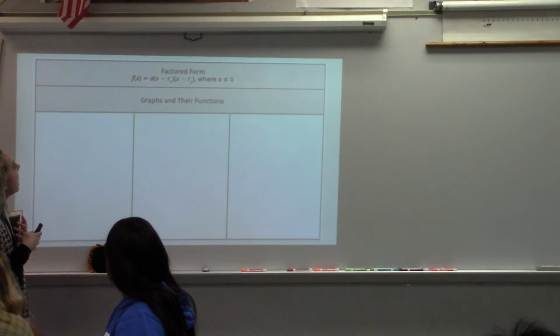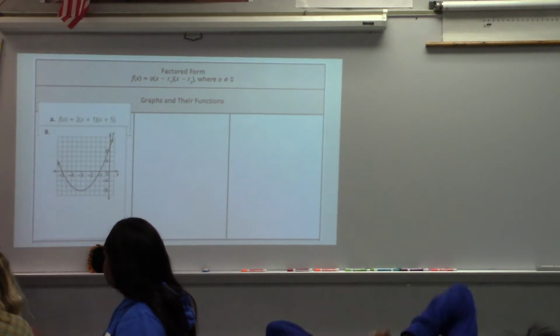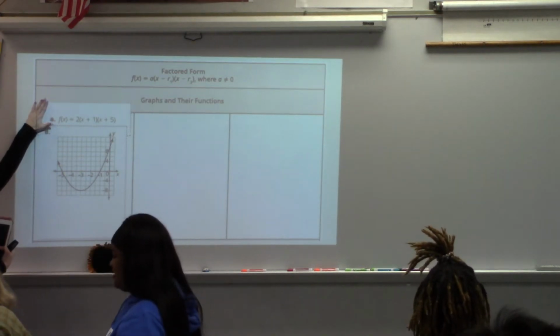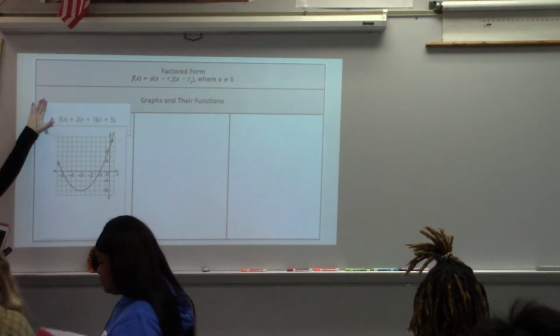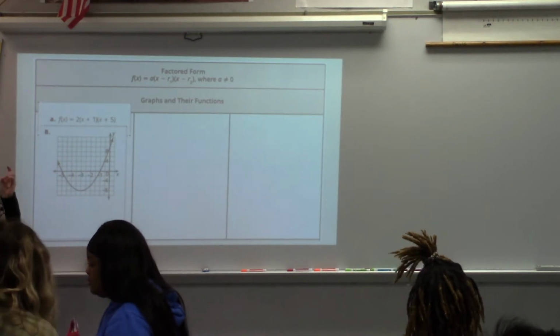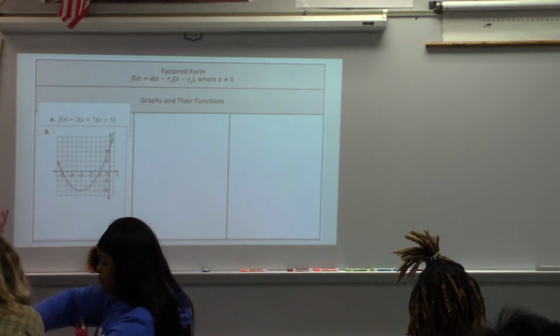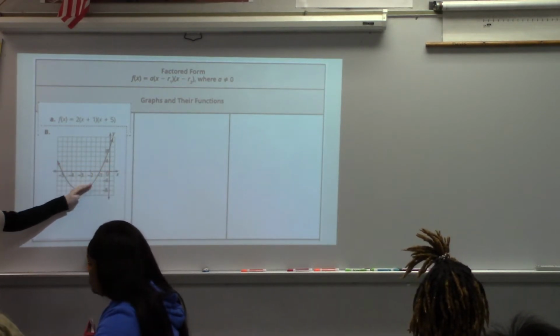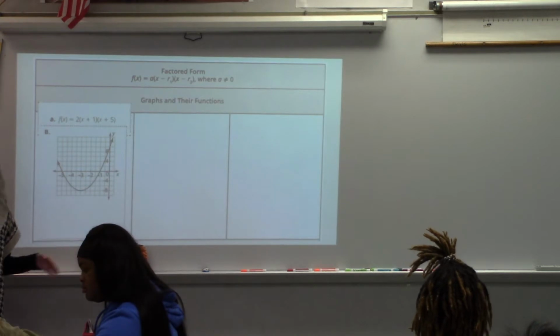So in this one, I should be able to look at this equation and my x-intercepts are going to be what? Negative 5 and negative 1. Okay, so whenever you're looking at the graph, you would have been looking for something that crosses the x-axis at those points.